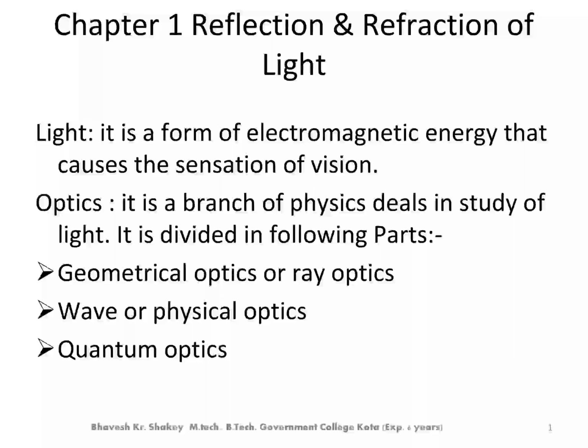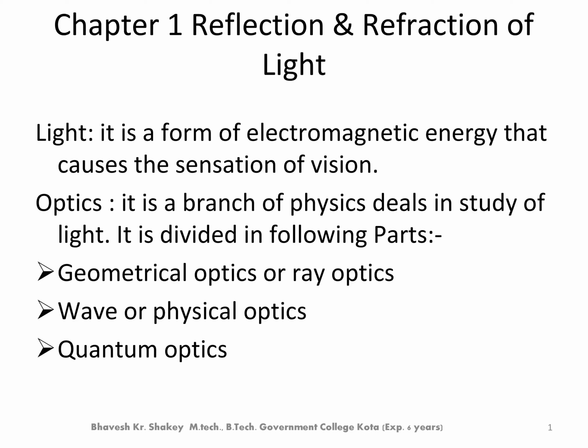Hello dear students, our first chapter in class 10 physics is reflection and refraction of light. So we are starting this chapter with a definition of light. So what is light? Light is a form of electromagnetic energy that causes the sensation of vision. It means if you want to see any object, then there must be light on that object.